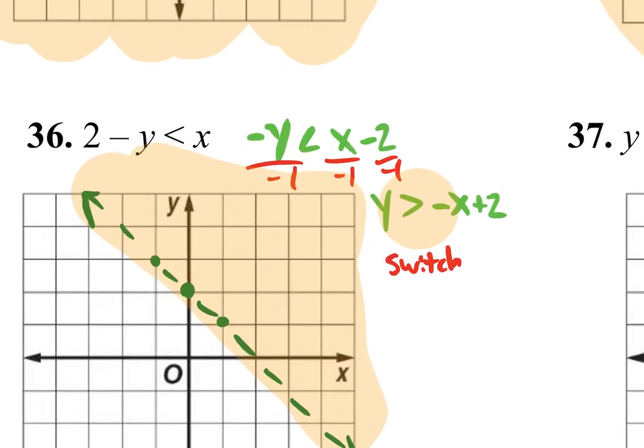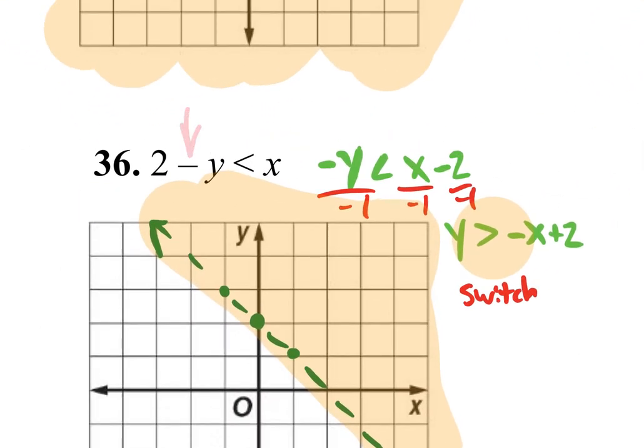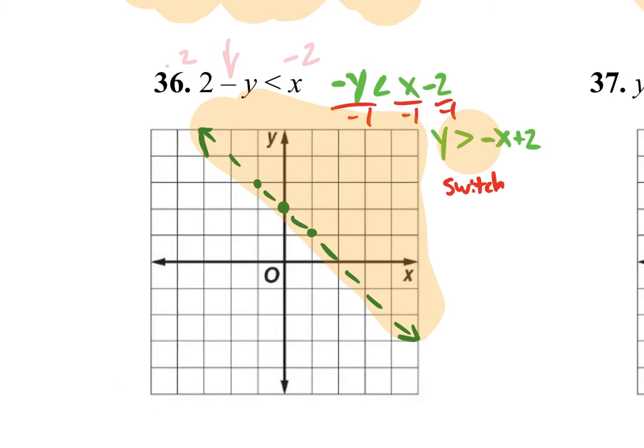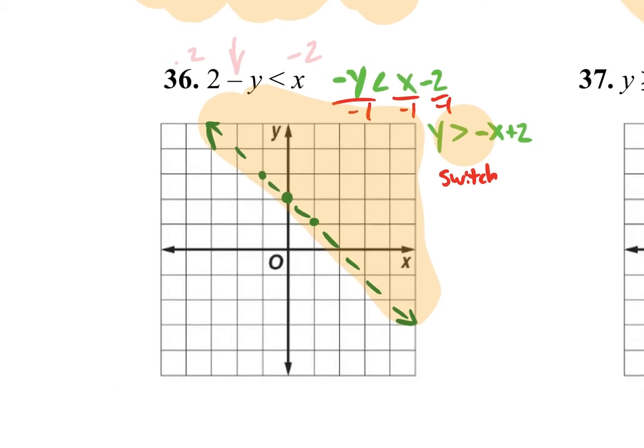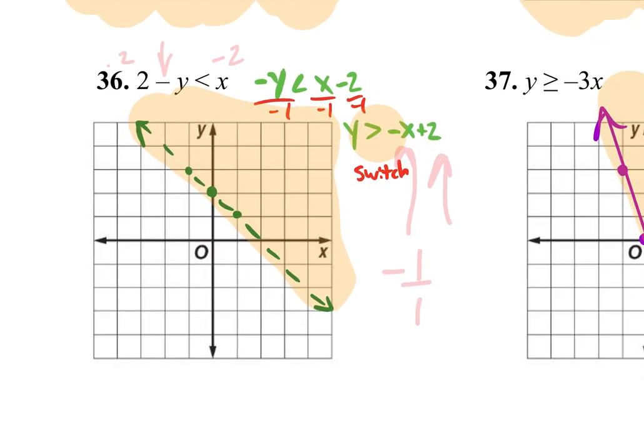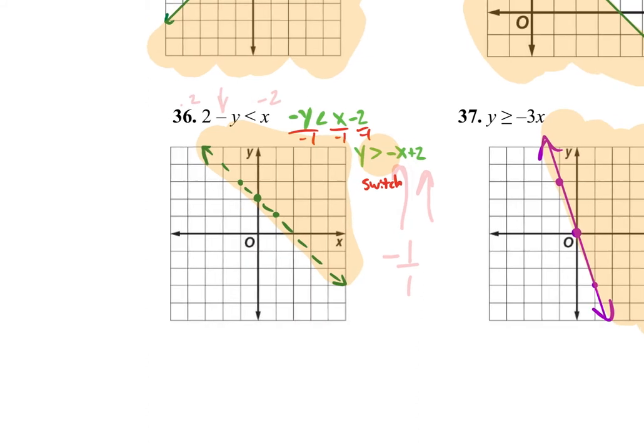36, to solve for this y, after I subtracted 2 from both sides, I then needed to divide everybody by a negative 1 to get y by itself. That did cause the inequality to switch. So if you missed that one, that's probably why. But I had a y-intercept of 2, slope of down 1 to the right 1. Y is greater than, so I shaded above.